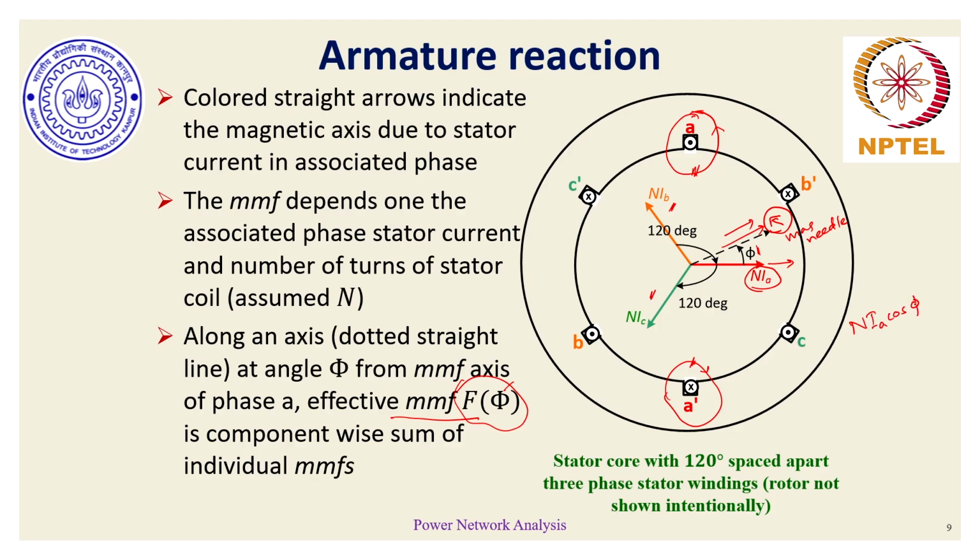If I have to take the component of the phase B MMF along this axis, then it will typically look like NIB cos of phi minus 120 degrees, and similarly for the phase C MMF, it would be NIC cos of phi plus 120 degrees. This is nothing but the resultant MMF which is being observed by this magnetic needle. Now let's see what this expression turns out to be.